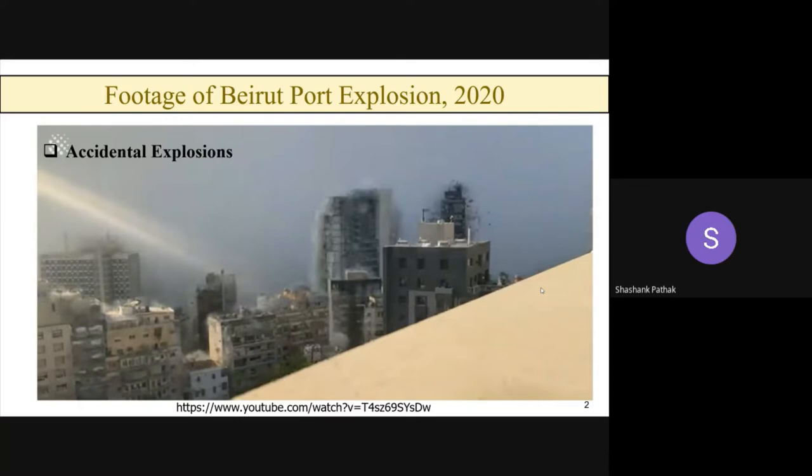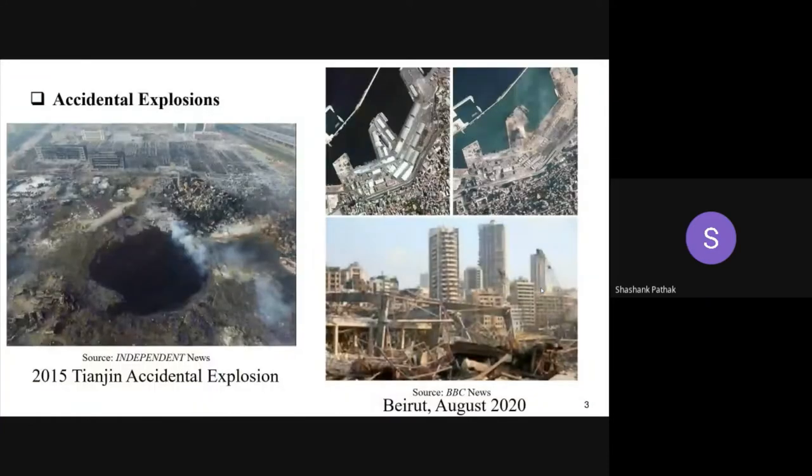So you can see all the damage to buildings that happened. Certainly, when we are considering the design of structures, we should always think about the possibility of such accidental explosions also, because that is very important. There are some other examples of accidental explosion. For example, this is a big hole that was created because of that explosion.